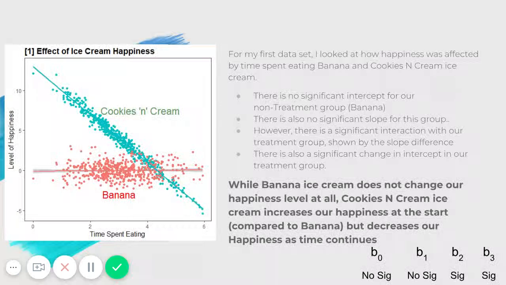The model as a whole signifies that while banana ice cream does not change your happiness level at all, it remains 0 throughout, cookies and cream ice cream does increase your happiness at the start because of the increased intercept, but it decreases your happiness over time compared to banana.